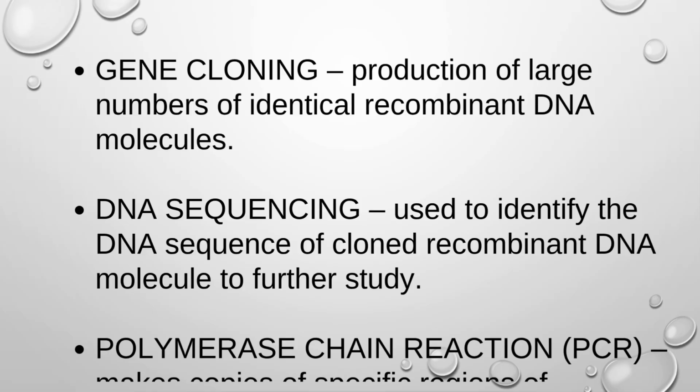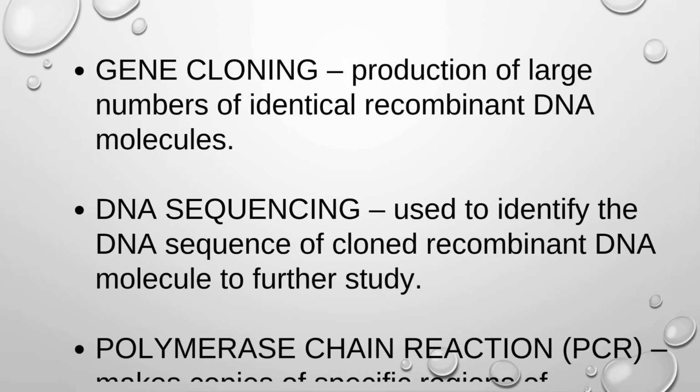Gene cloning is like making many identical copies of a piece of DNA. Scientists do this when they want to study or use a specific gene repeatedly. DNA sequencing means reading the ordered letters, like the A, T, C, and G in a DNA molecule. It helps scientists understand what the gene looks like and what it does.